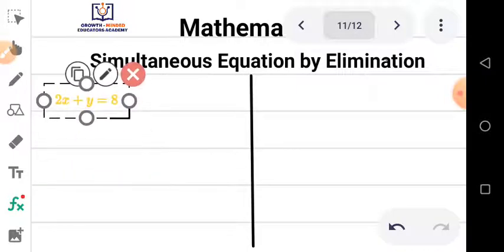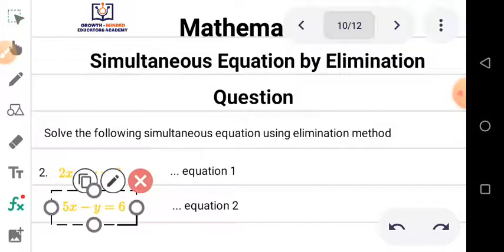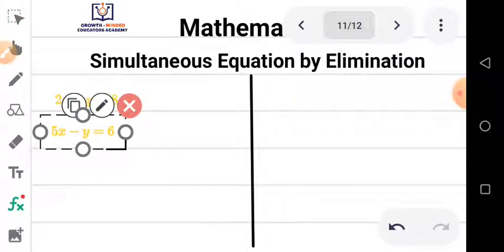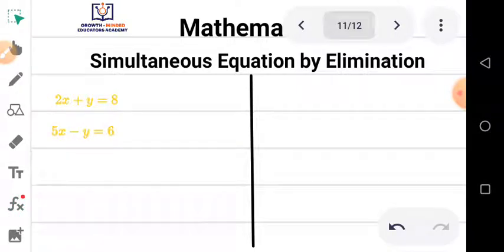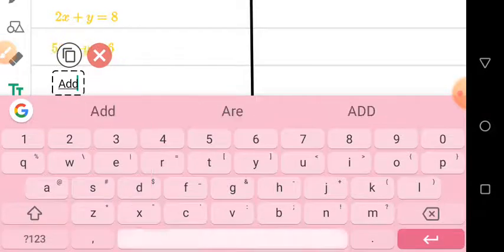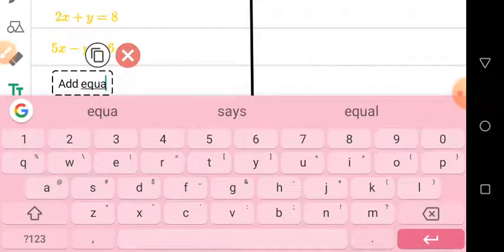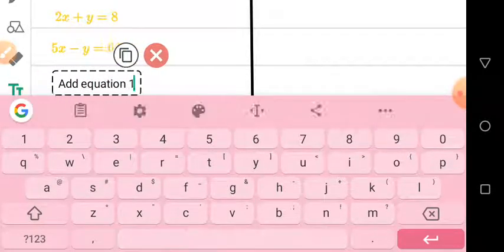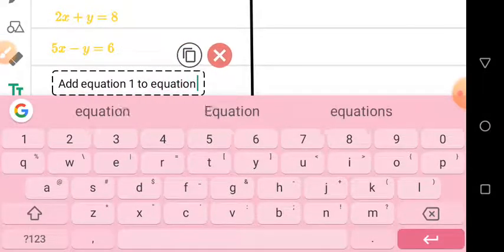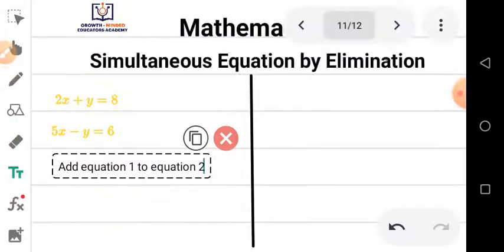Alright, so that's equation 1. For this particular one, you don't need to have another equation, because they have the different signs on y. We just add equation 1 and equation 2. To add equation 1 to equation 2, let me write that out here. Add equation 1 to equation 2. That's the simple instruction.